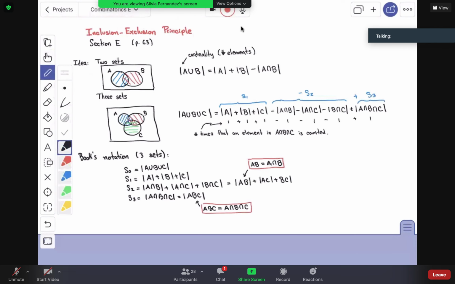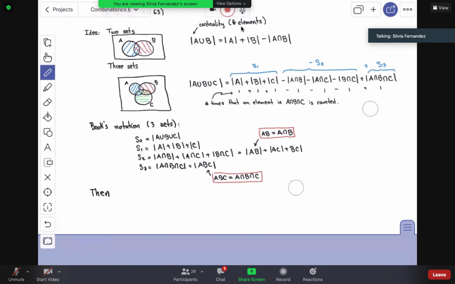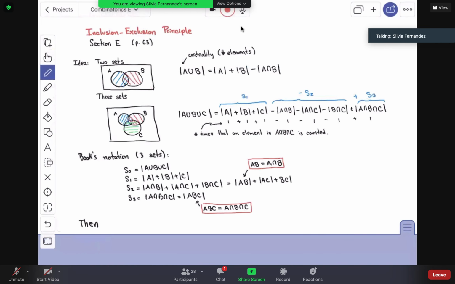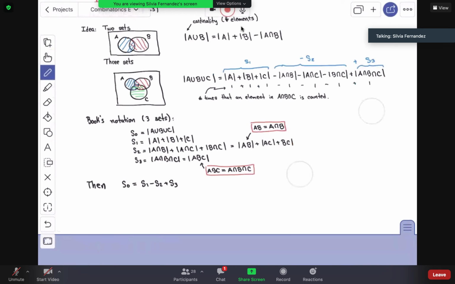All right. So what we will get here using that notation is that, because it looks like it's not, then what we have is that S naught is equal to S1 minus S2 plus S3. And so now we can do this in general, right?